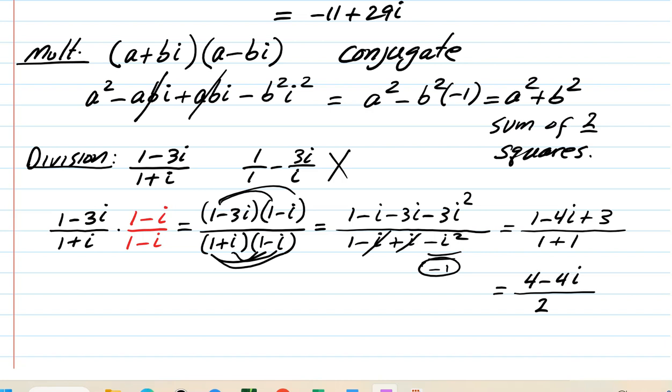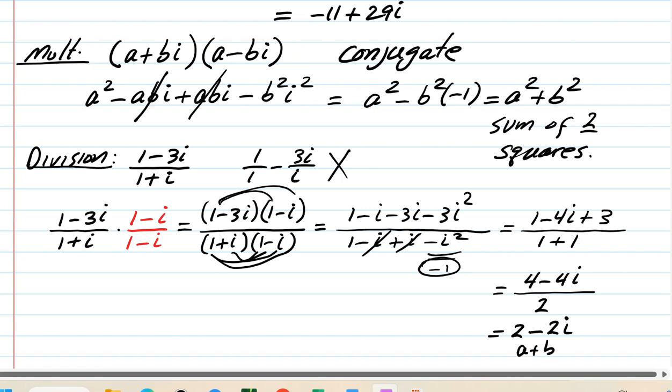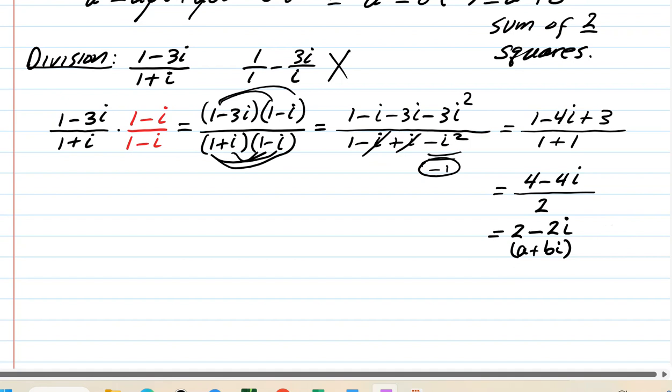Now remember, we want the answer in standard form. So to get to standard form, you divide 4 by 2, you get 2. The other 4 by 2 is also 2. And there is the standard form. The emphasis is on a plus bi form. And there you have that one. So as you can see, I mentioned it's not straightforward. It is a process when we try to divide complex numbers.